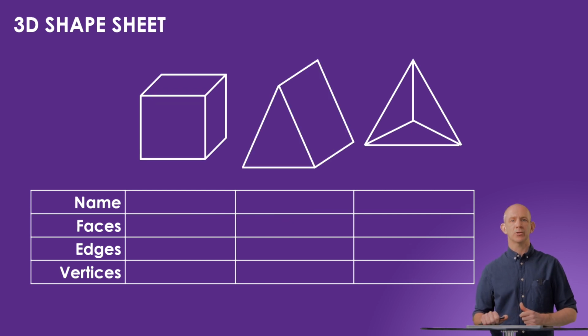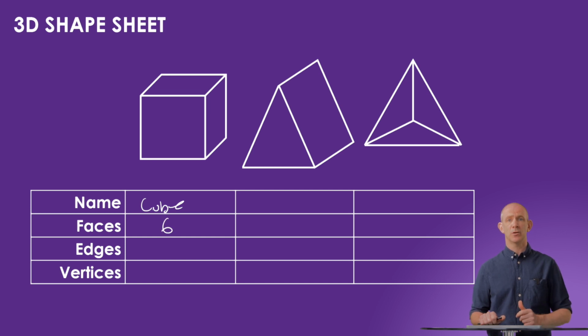Here we have another 3 shapes. This one looks very similar to the cuboid that we've just looked at. However, it's made up entirely of squares, and because of this, we call it a cube. Apart from the fact that the 6 faces are square, it has exactly the same properties as a cuboid. 6 faces, 12 edges, 8 vertices.